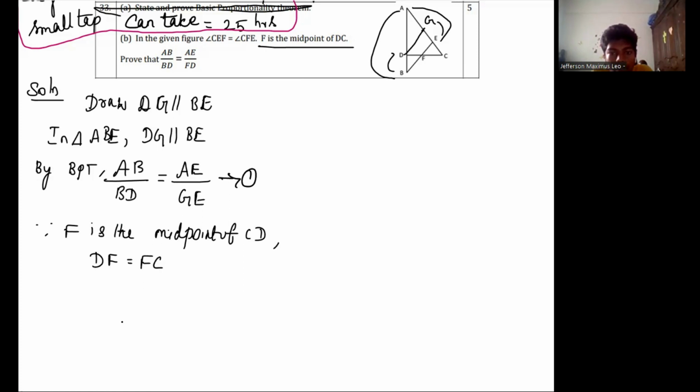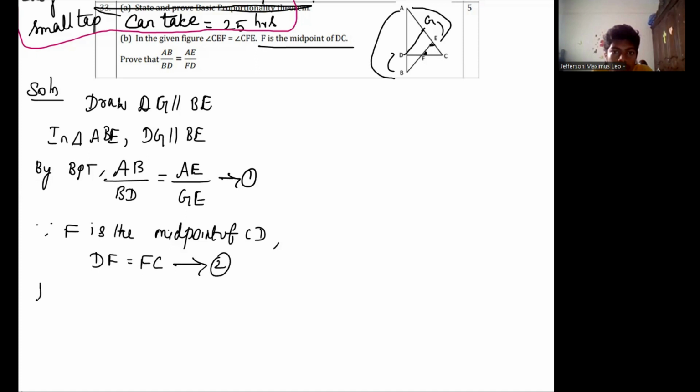Okay? Then one more thing given, angle CEF is equal to angle CFE. Now the triangle changes to an isosceles triangle, correct? Yes, ma'am. Okay, what can we do? CF will be equal to CE. Do you understand the isosceles triangle concept? DF is equal to FC. Okay, this is noted as number 2.